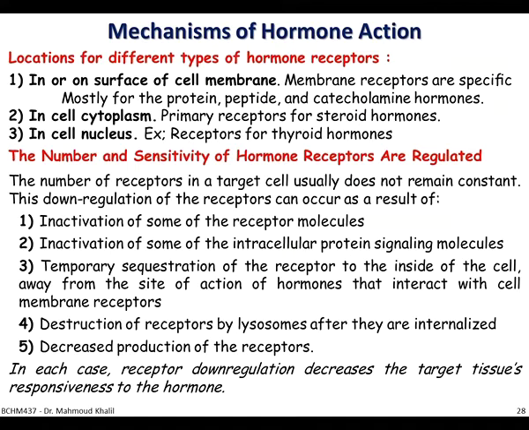And of course, the most famous way to down-regulate the receptor is to decrease the production of these receptors, because this receptor will be a protein in nature, so it needs to be transcribed and translated and exposed either on the cell surface or in the cytoplasm. In each case of these 5 cases, the receptor down-regulation decreases the target tissue responsiveness to the hormone. And of course, this is very important in order to regulate the action of the hormone toward its target cell.